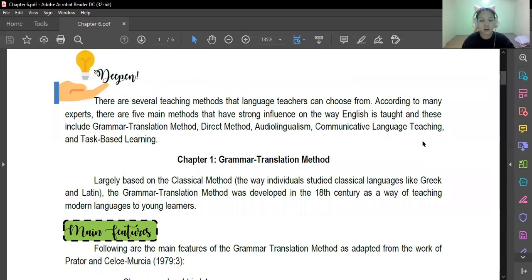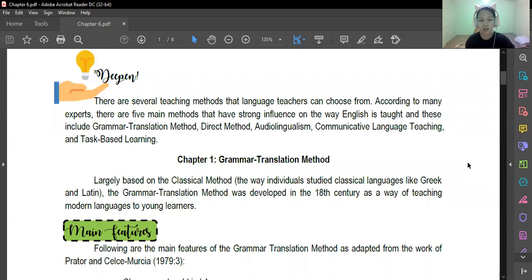So on my other classes, we are done with the discussion of chapters 1 and 2, GTM and direct method, but I'm still going to repeat it here for the sake of my other classes who are not yet able to be acquainted with the lessons, okay? There are several teaching methods that language teachers can choose from. According to many experts, there are 5 main methods that have a strong influence on the way English is taught, and these include first, grammar translation method or GTM. We also have direct method, audiolingualism, communicative language teaching, and of course, task-based learning.